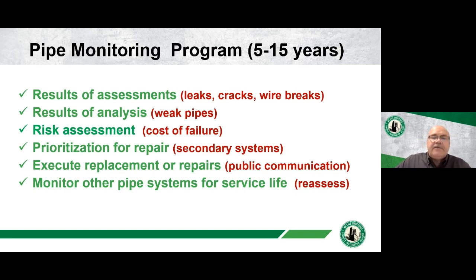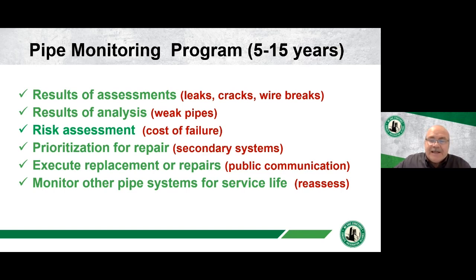Prioritizing certain sections for repair requires some redundancy, and maybe a secondary system has to be utilized, brought into service, or maybe even installed to get access to the primary system that needs to be replaced. And as we execute these repairs or replacements, we have to communicate with the public. They need to know what's happening. Okay, we're doing a flushing event, or we're going to be out of water, or it may be cloudy. So it's really important to communicate with the customer and then monitor these pipe systems.